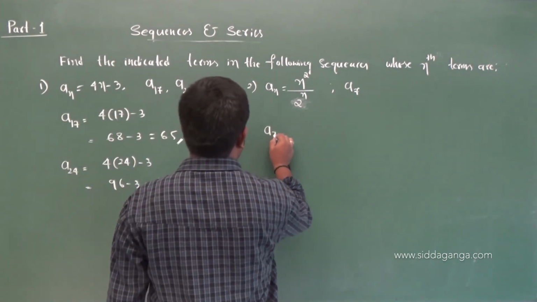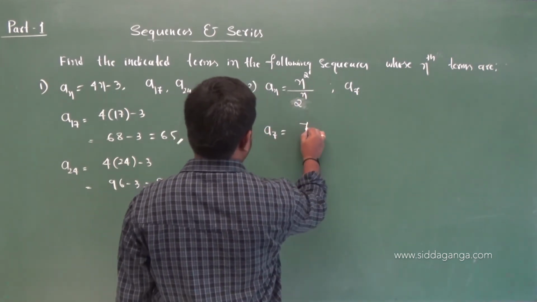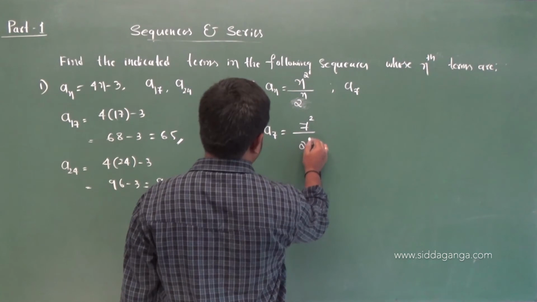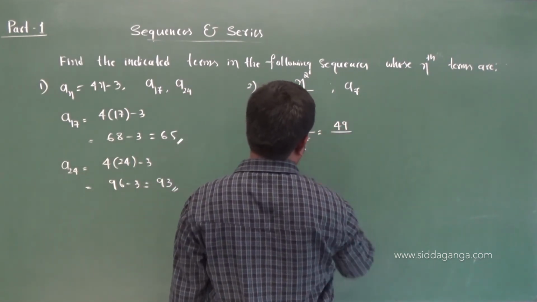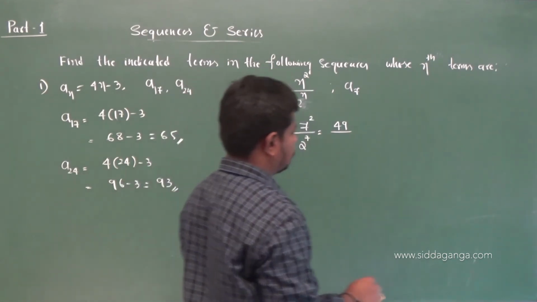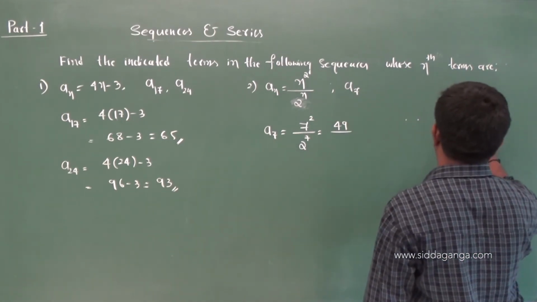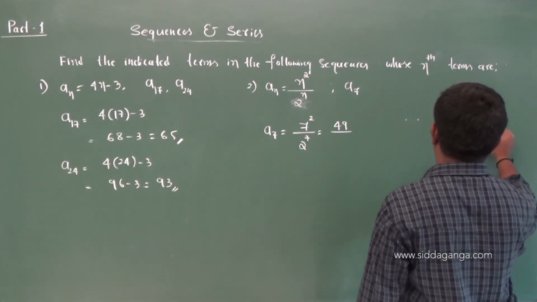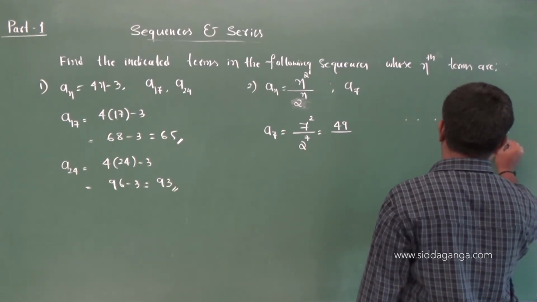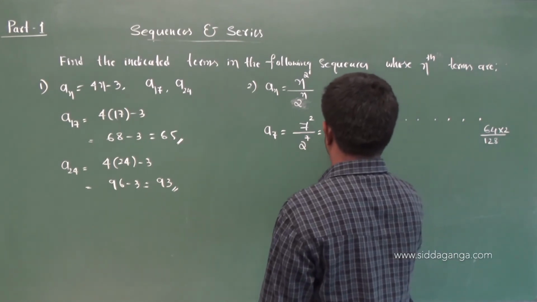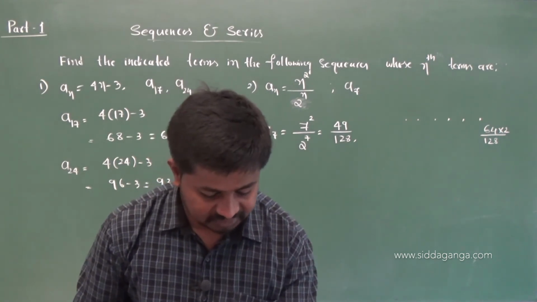Now a7 is equal to, in place of n you have to substitute 7. 7 square divided by 2 power of 7. 7 square is 49, divided by 2 power of 7. So you have to multiply 2 seven times. So 2 2s are 4, 4 2s are 8, 8 2s are 16, 32, 64, 64 2s are 128. So 49 by 128 is the 7th term of the sequence.